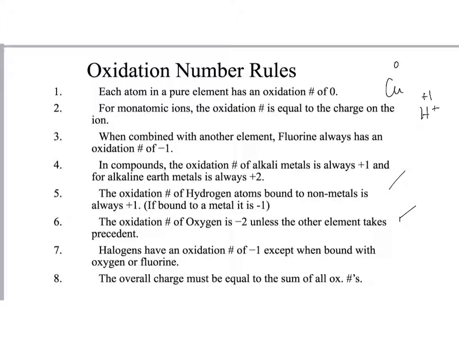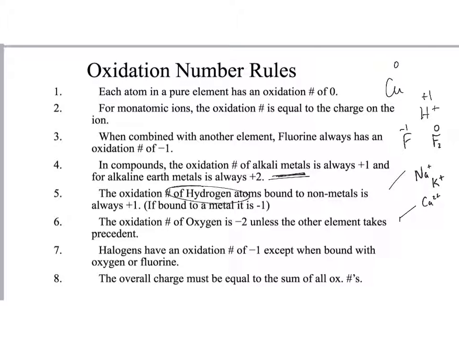It's almost always a -1. I'm not even sure I've ever seen an exception if it's combined with another element. If you have fluorine gas all by itself, well that's an element, so that's a 0. Alkali metals, I'm sure you'll mention that in your class. That's things like sodium and potassium. Sodium and potassium are always +1s. The second column, like calcium, is always +2.